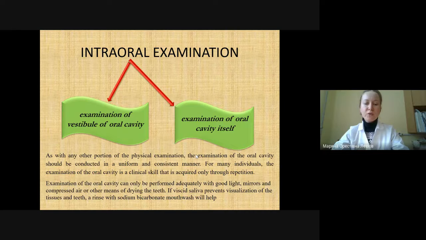As with any other portion of the physical examination, the examination of the oral cavity should be conducted in a uniform and consistent manner. For many individuals, the examination of the oral cavity is a clinical skill that is acquired only through repetition. It can only be performed adequately with good light, mirrors, and compressed air, or other means of drying the teeth. If viscid saliva prevents visualization of the tissues and teeth, a rinse with sodium bicarbonate mouthwash will be helpful.